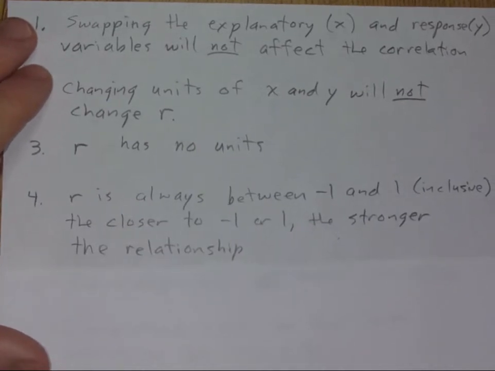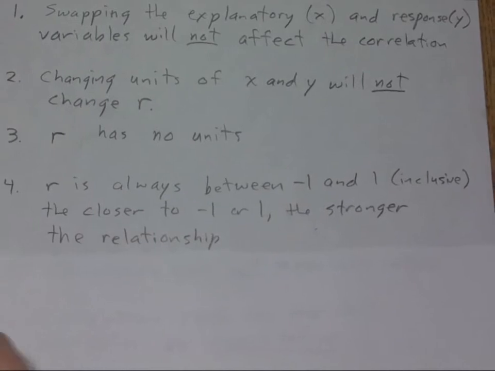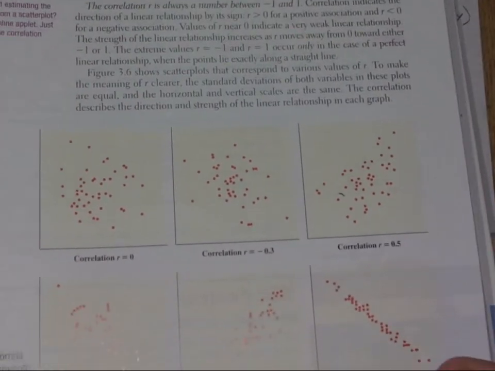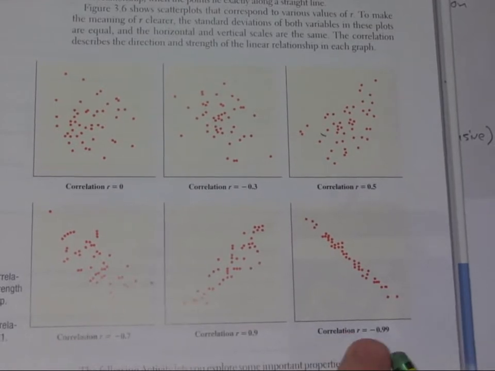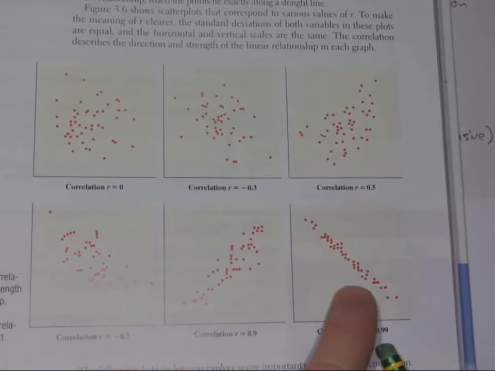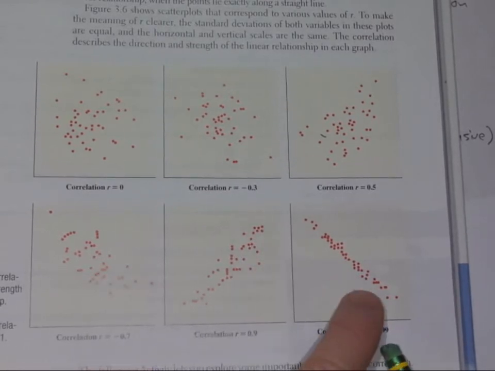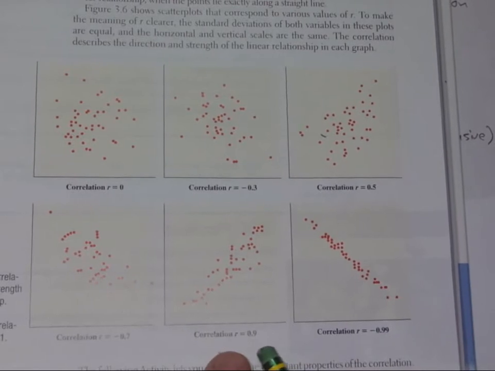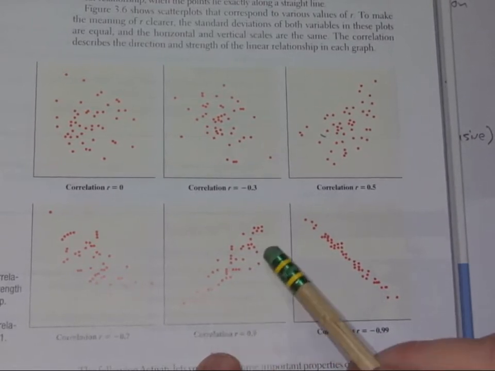R is always between -1 and 1. The closer to -1 and 1, the stronger the relationship. Just to give you an idea, here are some examples of different R's for different graphs. Starting with this one, similar to what we just had, that would be an example of data that is negative and very strong. So that's -0.99. And here, this is positive data, positive 0.9. So we would describe this as positive and very strong.